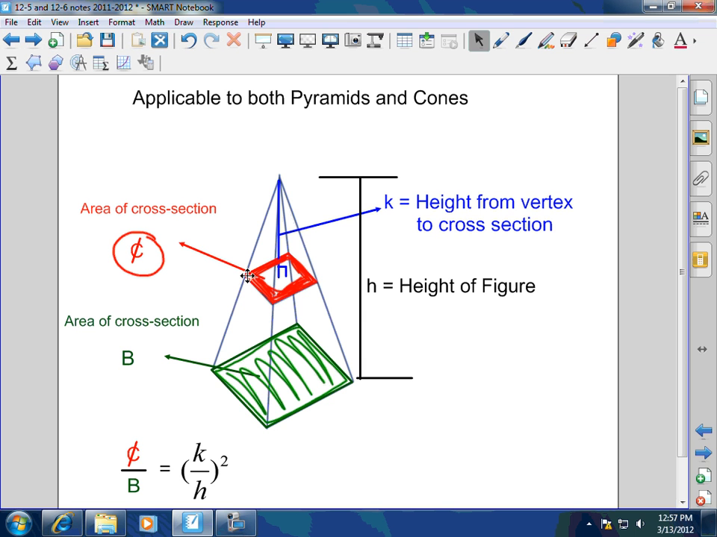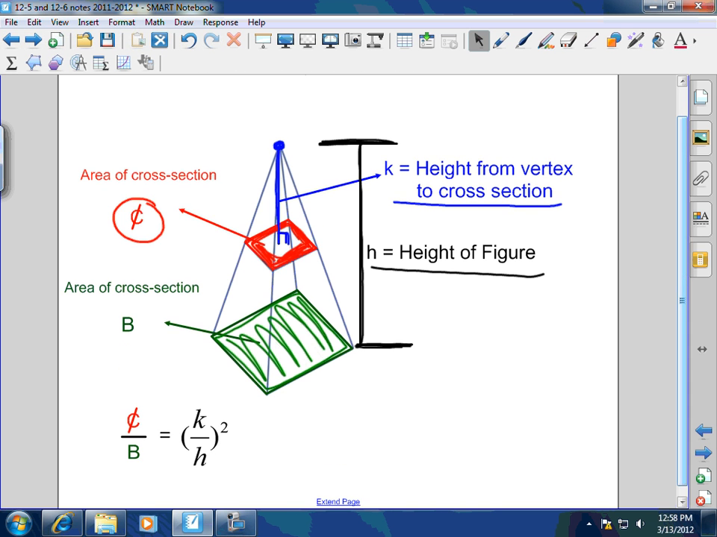Now, the height from the vertex all the way to my cross section is called my K. It's in blue here. It's the height from the vertex to the cross section. And of course, the height from vertex all the way down to the base is my height. Now, that's all fine and dandy, but what does it mean? Well, you can find out a lot about this. It's a theorem. The ratio of the areas of the cross section to the base area is equal to the height from the vertex to the cross section over the total height of the figure. And that's what I have right here.